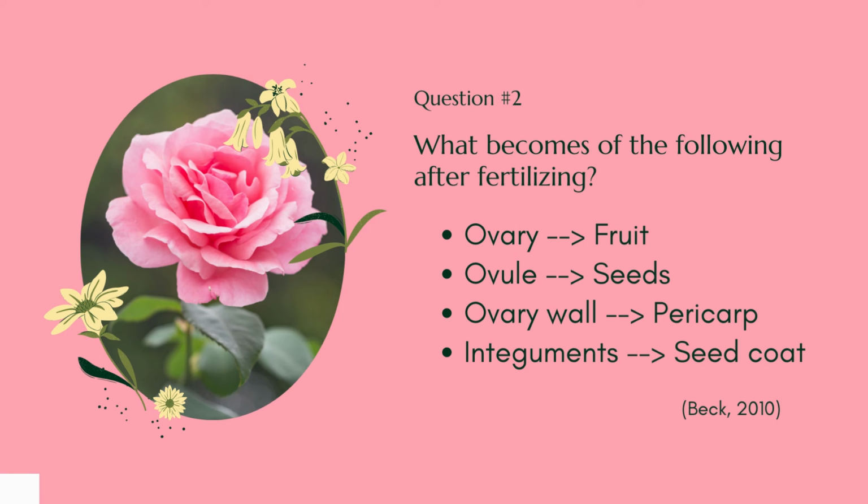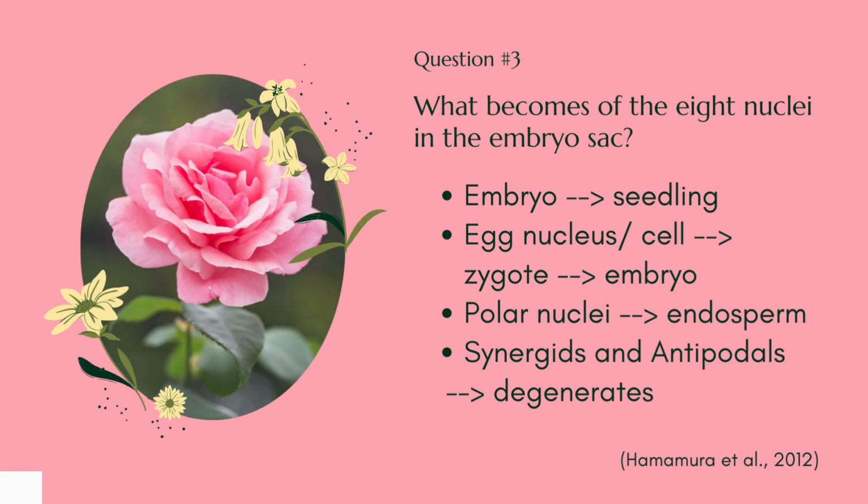For question number 2, what becomes the ovary, ovule, ovary wall, and integuments after fertilization? Ovary tissue, where the ovule or ovules are attached, develops into a fruit. The fruit may be dry or fleshy. It also encloses the seed, and on the other hand, ovules develop into seeds and ovary walls into a pericarp of the fruit. Moreover, the integuments become the seed coat where it protects the seed. It is according to Beck of 2010.